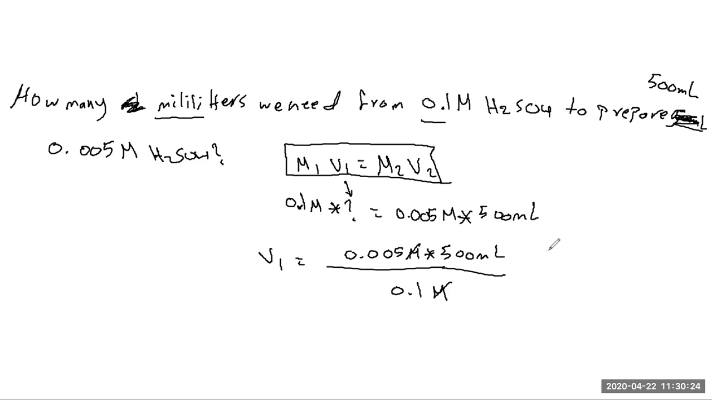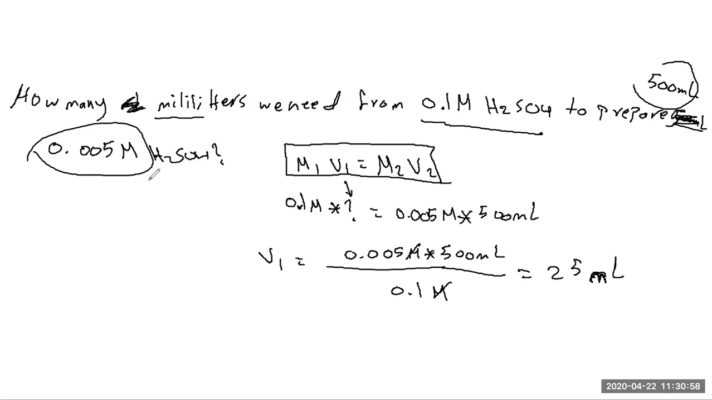So it will be 0.005 times 500 divided by 0.1. Then it gives you 25. So we need 25 milliliter of the stock solution, 0.1 molar H2SO4, to prepare 500 milliliter of 0.005 molar.